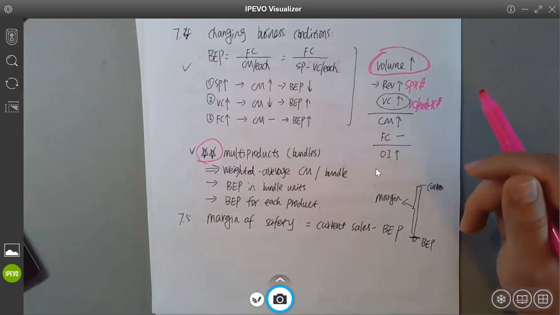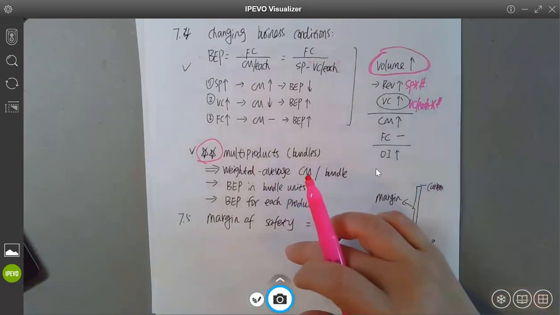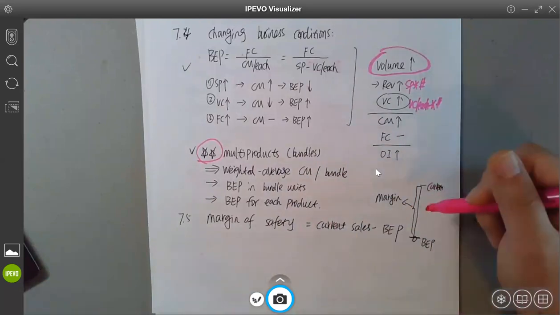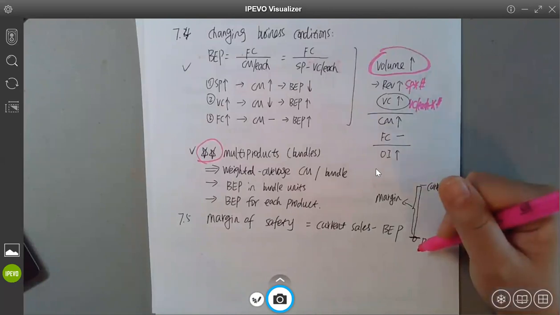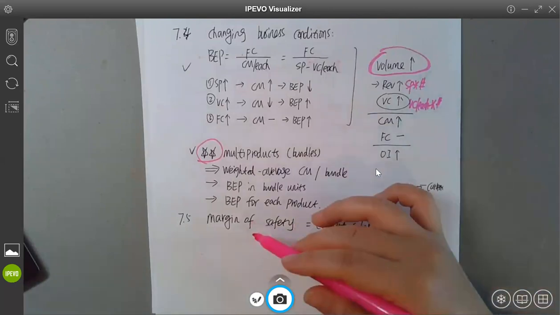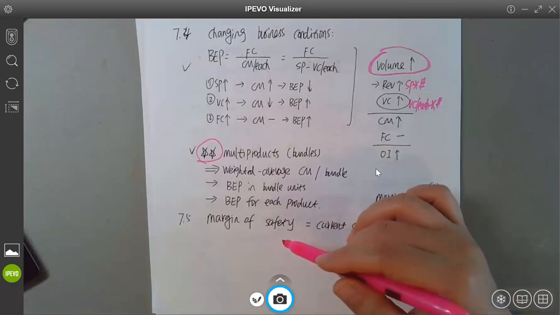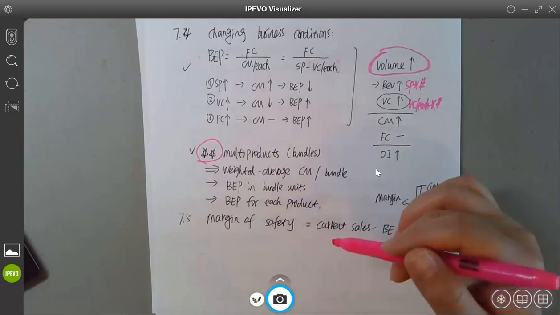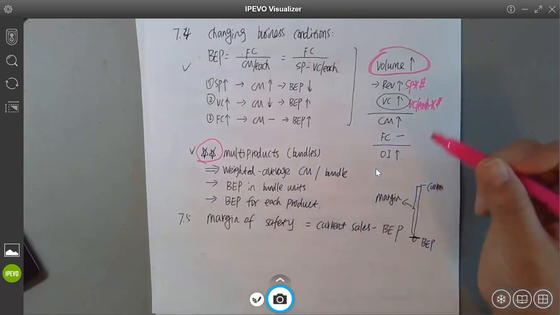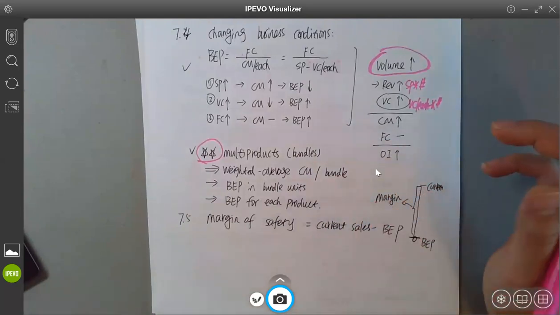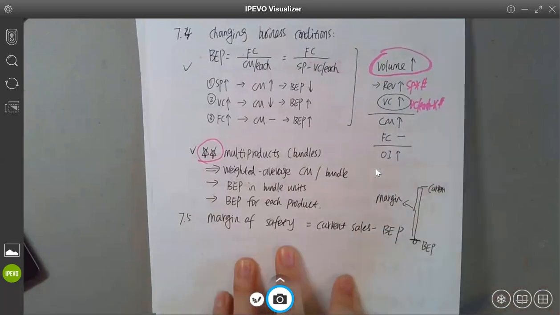The idea is margin of safety: how big the margin is when you are still safe. When we talk about safe, it's before you start having a loss, which is the break-even point. That's what we call the margin of safety. We want the margin to be large. Large means you have more freedom to lose revenue. Okay, so basically that's the main thing in chapter 7.